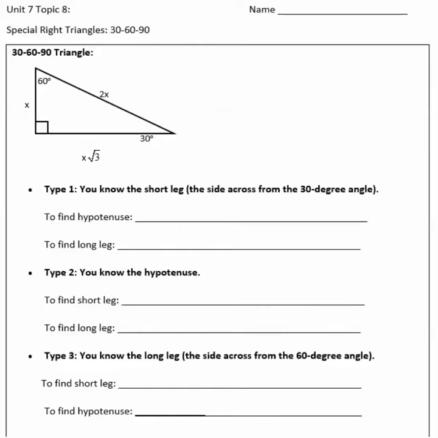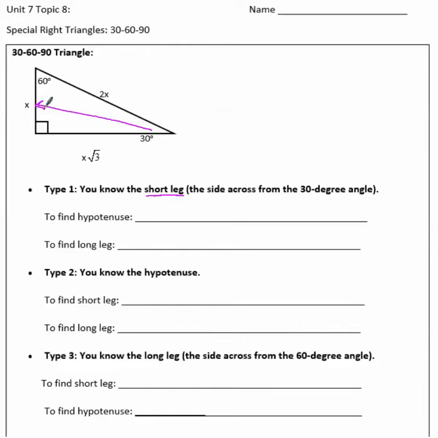Type 1 is you know the short leg, which is the important part. By short leg, I mean the side across from the 30-degree angle. Remember, the short side is across from the small angle, and the long side is across from the biggest angle. If you're looking for the hypotenuse, easy: just multiply the short leg by 2, and that's going to give us the hypotenuse.